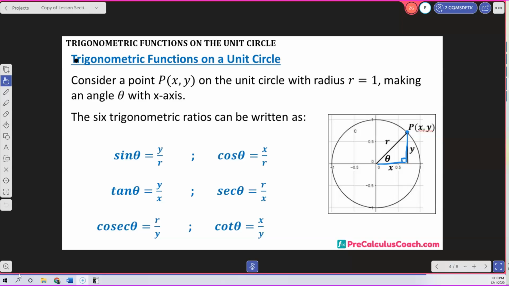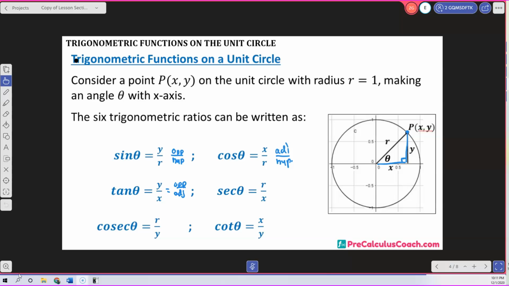So for example, if you want to find sine of theta, it's going to be the opposite, which is y, over the hypotenuse, which is r. So remember, this is opposite over hypotenuse. Cosine, remember cosine is adjacent over hypotenuse. So cosine: adjacent is x, and the hypotenuse is r. Tangent, remember tangent is opposite over adjacent.